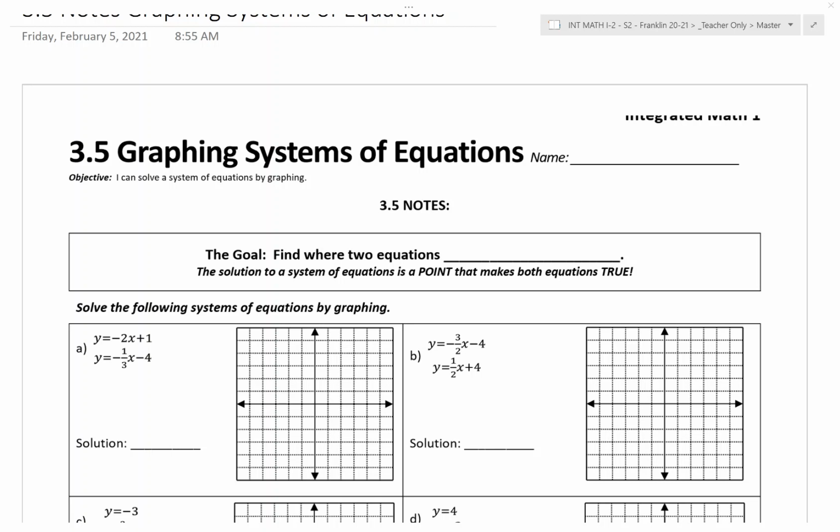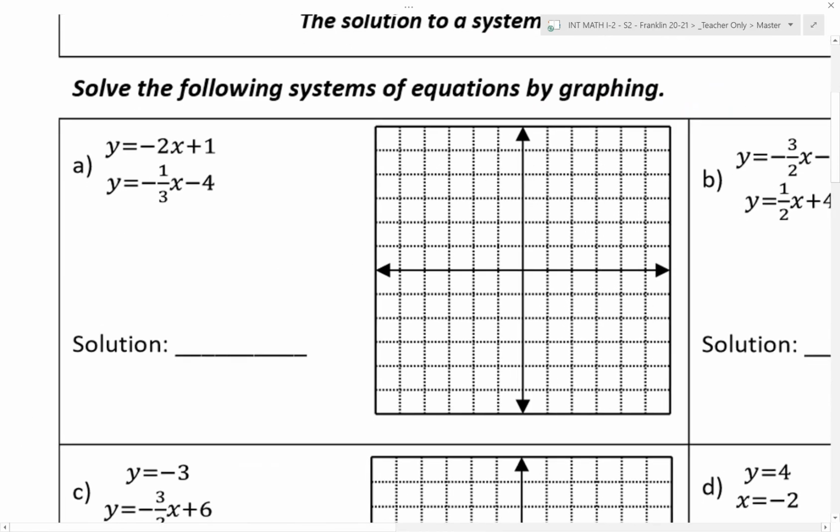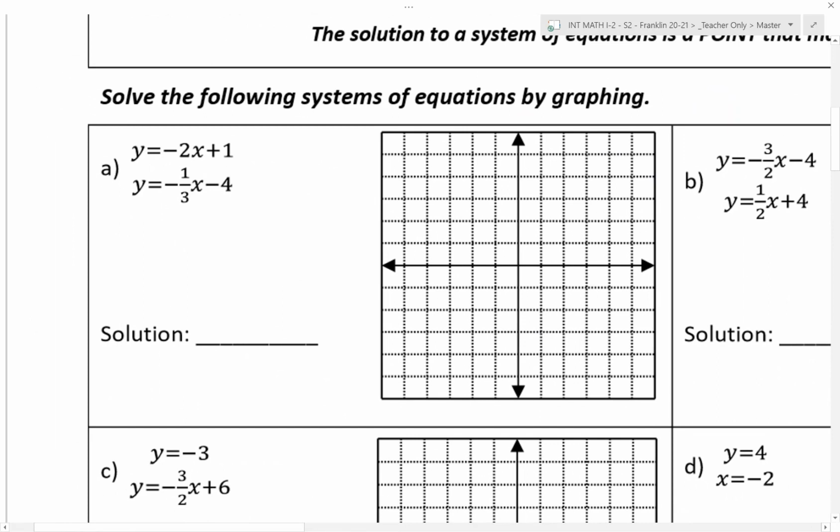To do this graphically, the goal here is to find where these two equations intersect. So we're going to be graphing them both on the same coordinate plane and just finding the point where they cross. So the first example here, we have two equations, y equals negative 2x plus 1 and y equals negative 1/3 x minus 4. So we're just going to graph these both and see what happens.